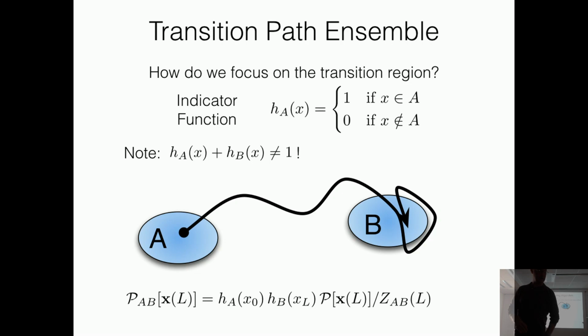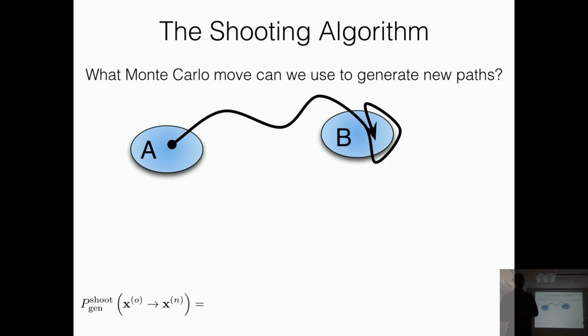Now we need an algorithm that will allow us to create new trajectories. This is where we use what's called the shooting algorithm. The idea here is we start from a trajectory. Just like in configurational Monte Carlo, you start from a list of positions, a configuration, and you modify that in some way. In path sampling, you start from a trajectory, and you modify that in some way.